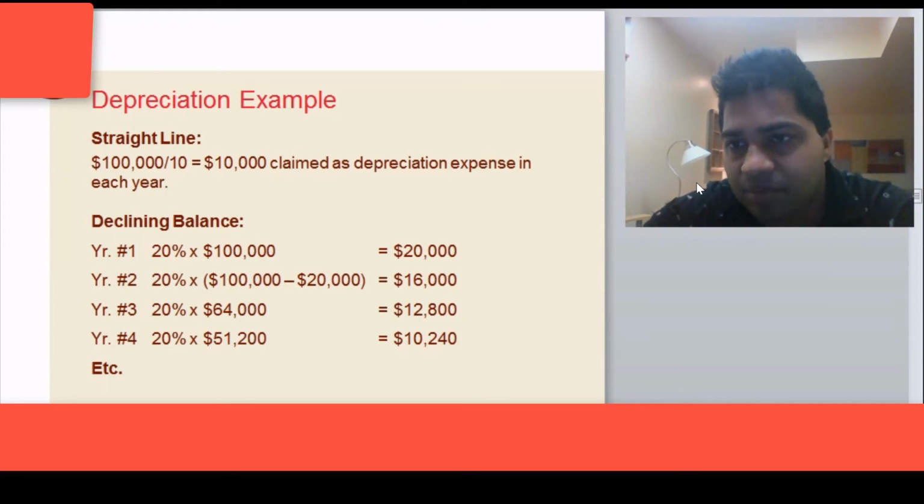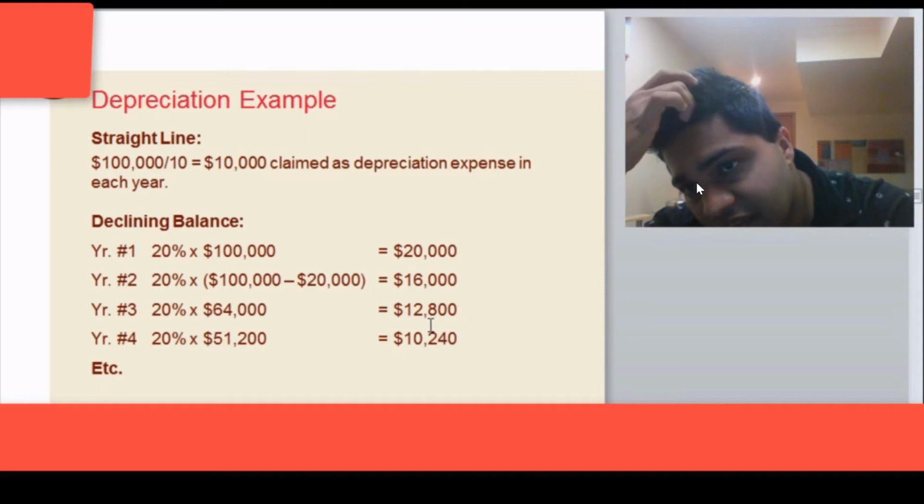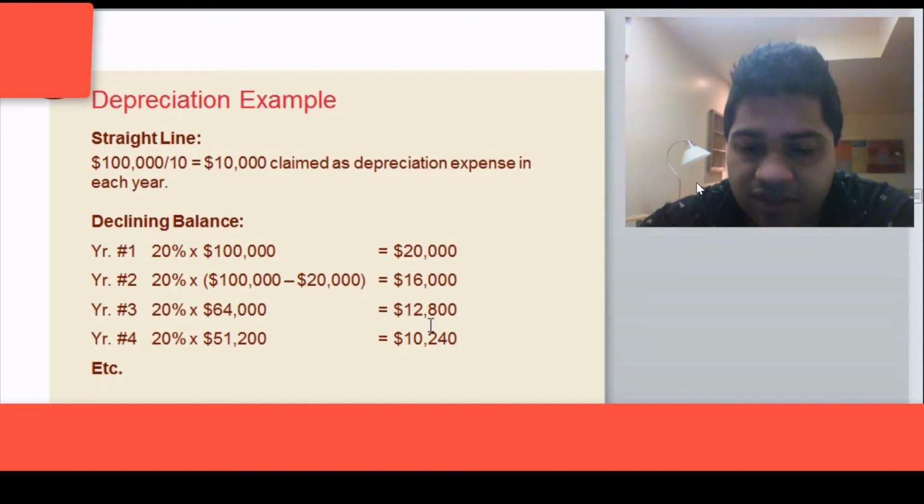Now there are significant impacts. If you use the double declining method, the profits will be lower in the initial years and higher in the later years. Depreciation is a cost. So you can see, depreciation is higher in the initial years and keeps on reducing. If you use the straight line method, depreciation is constant, so profits are constant, and there is no such impact of depreciation on profits.